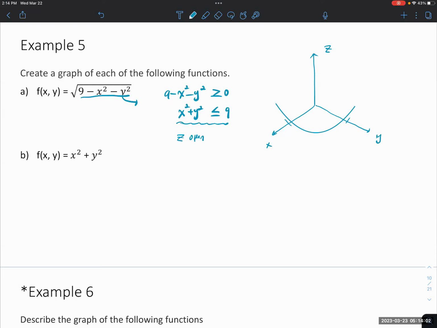My drawing is not really great. So hopefully this is better. I'm going to try to draw better. Then we have this way. I think this is better. So this is the shape in three-dimensional space when you describe this function.